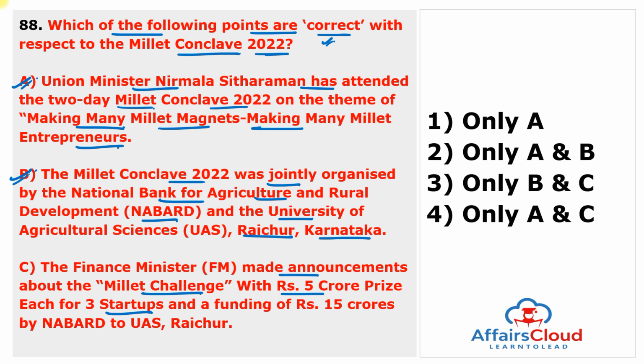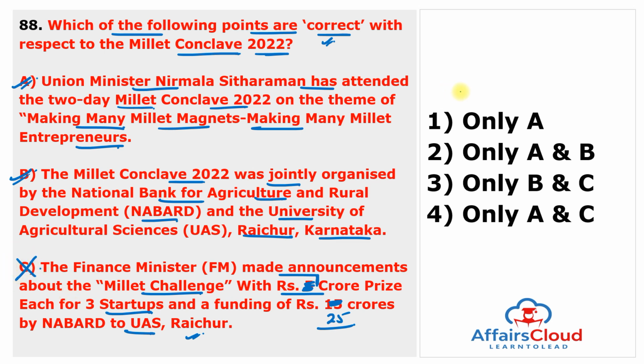This statement is wrong because the prize is not 5 crore, it is 1 crore prize for 3 startups and a funding of 25 crore by NABARD to the University of Agricultural Sciences, which is situated in Raichur, Karnataka. So, third statement is wrong.